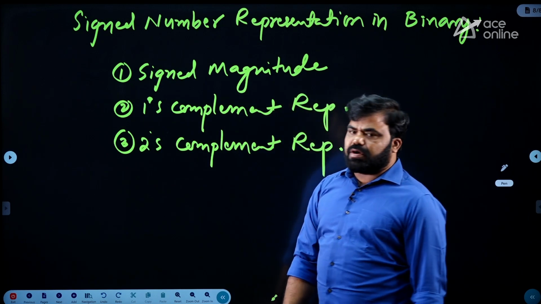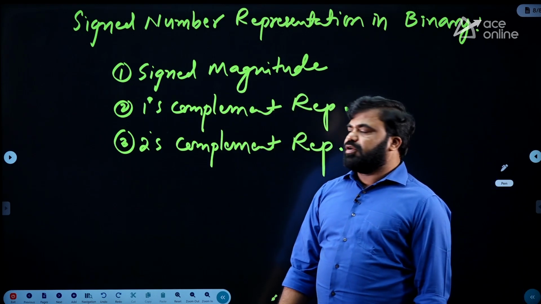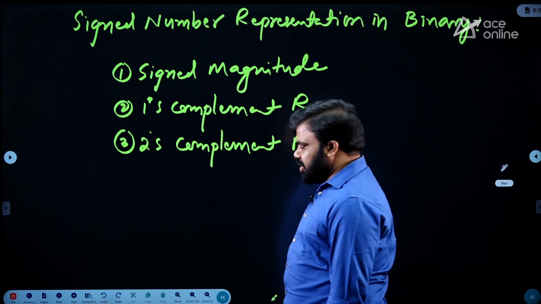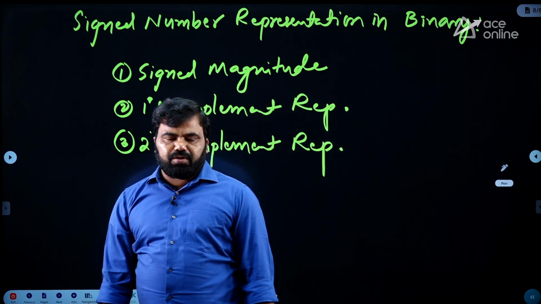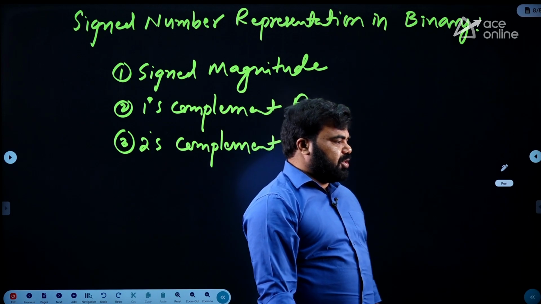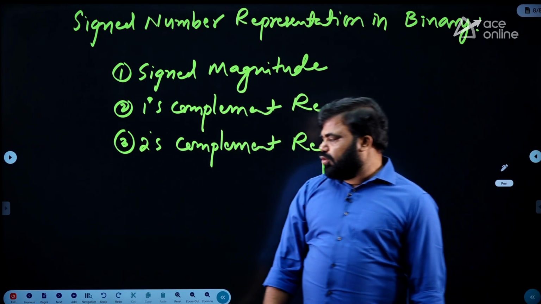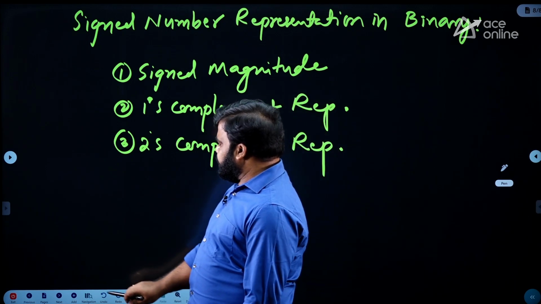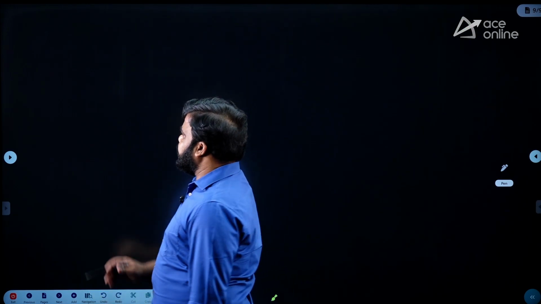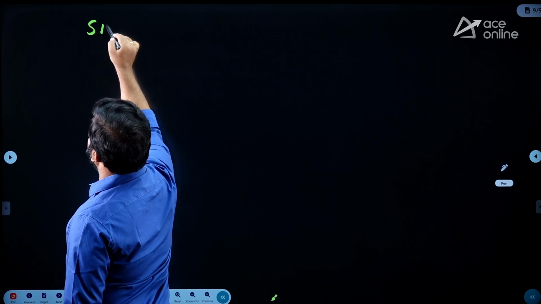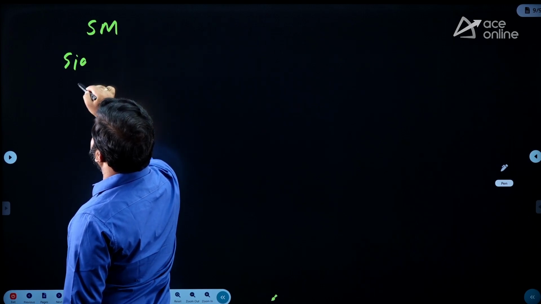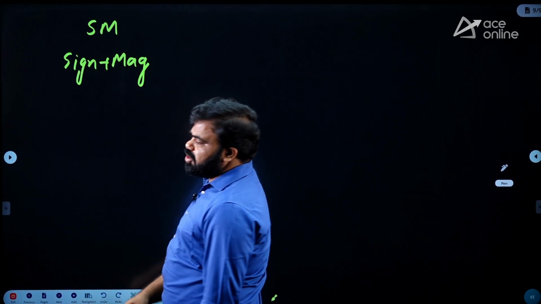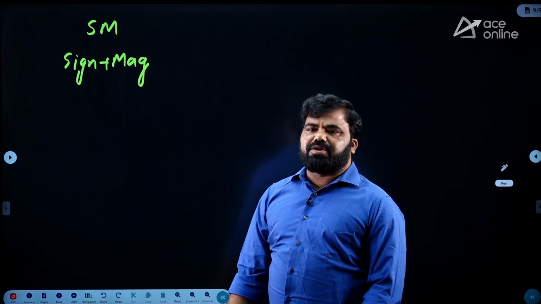Signed magnitude, 1's complement and 2's complement representation. We have a total of 3 representations, and we know the rules of each and every representation. Let me say signed magnitude: what is it here? Sign plus magnitude. What do you mean by this? The MSB is for sign, and the remaining bits are used for magnitude.